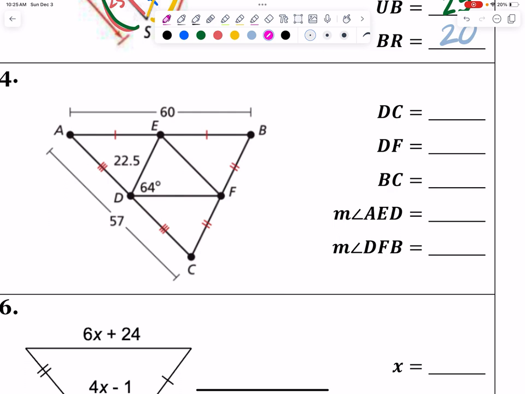So again, I have the proper marks. I know that E is a midpoint. I know that D is a midpoint and F is a midpoint. And so all of these are midsegments. So how do I find D to C?